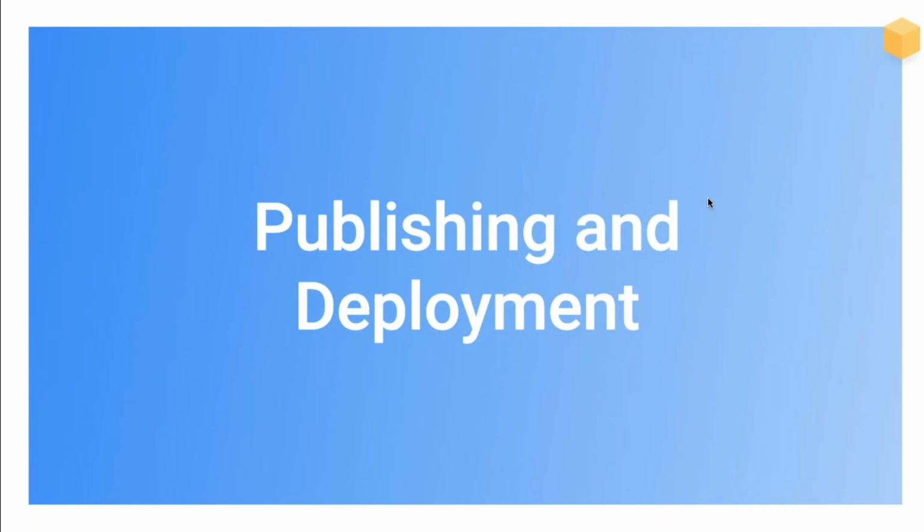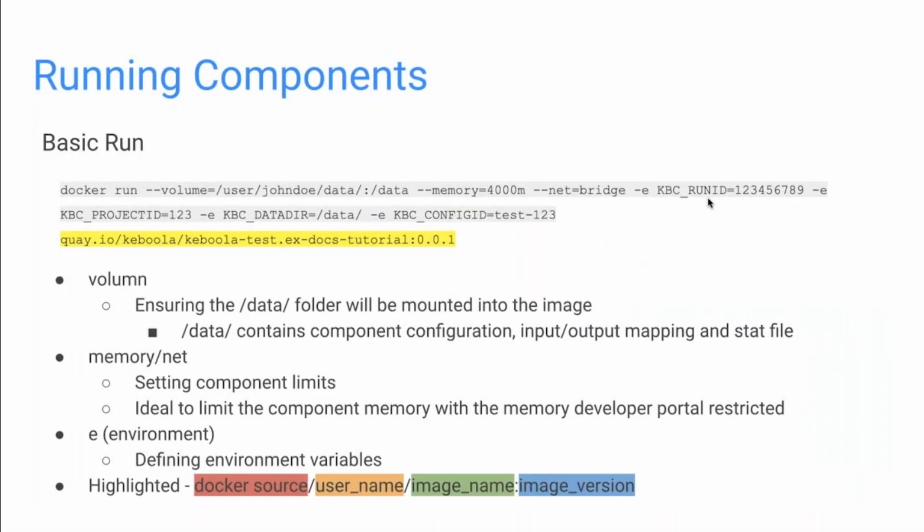Our next topic is publishing and deployment. In general, this is how we run the component. This is code, so I'm going to give you some context about what's going on in it. There's volume, which ensures that we mount the data folder into the image. This data folder contains the component configuration, the output and input mapping as well, and the state file.